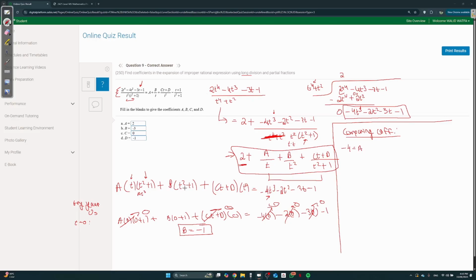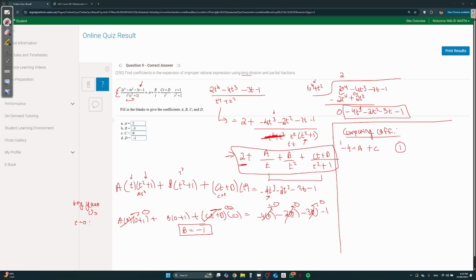Here, b times t squared plus 1. Is there any way that I'm going to get t cubed here? No. Okay, ct plus d times t squared. Let's see. Is there any way I'm going to get a t cubed here? D times t squared will just give me dt squared, and I don't want that. Ct times t squared will give me ct cubed. So I am getting a t cubed term, so plus c. As you can see here, we got our first equation: minus 4 is equal to a plus c.